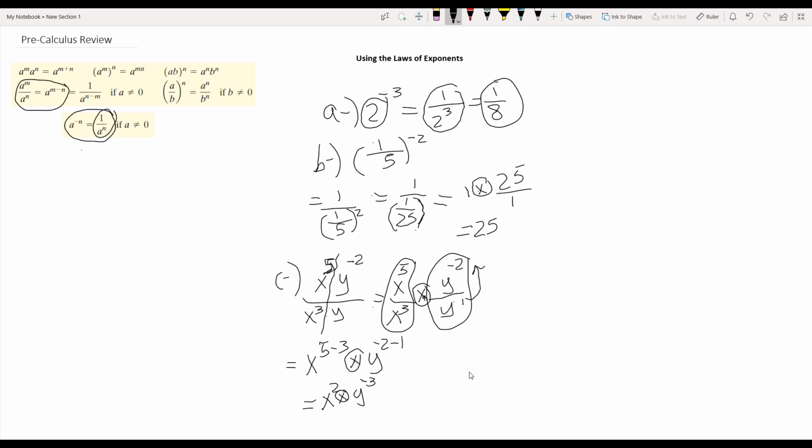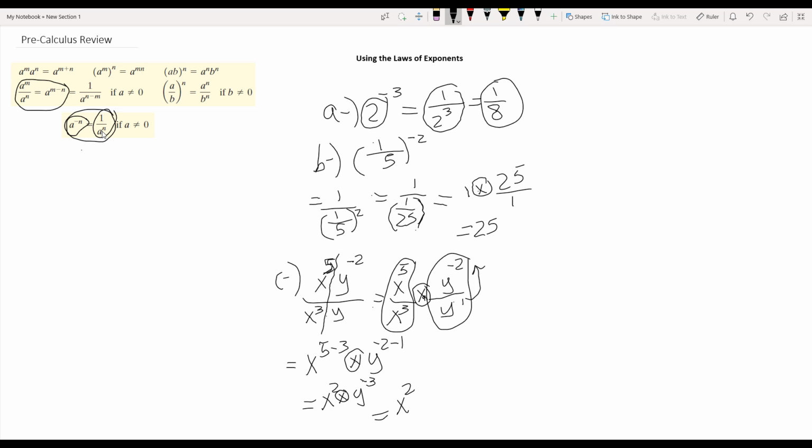Because you are subtracting negative 2 minus 1, so that will give you that. And now, to further simplify this, well, x squared can stay like that. But we can do something with this y to the negative 3. Look closely here. This one is really important, this particular formula.